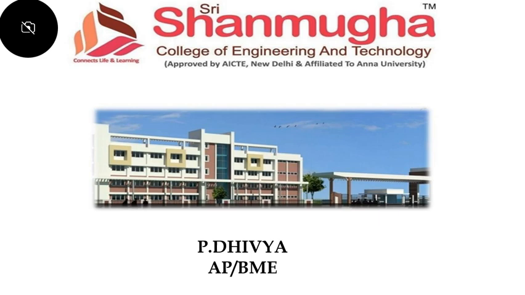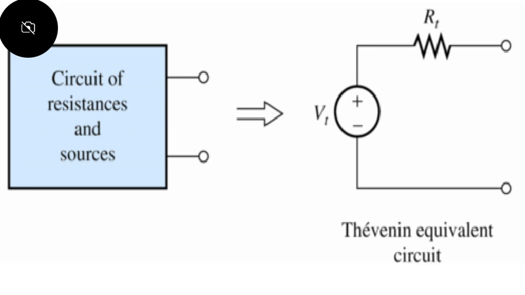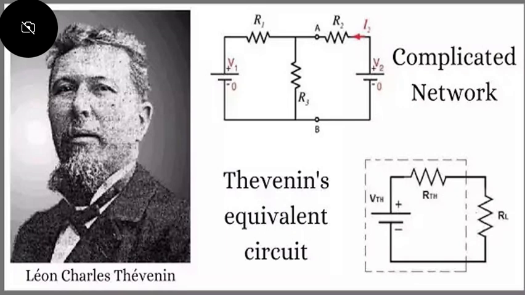Today, let us discuss the topic Thevenin's theorem. With the help of Thevenin's theorem, we can convert a circuit of resistances and sources into a simple equivalent circuit. That circuit will consist of a voltage source in series with a resistance.